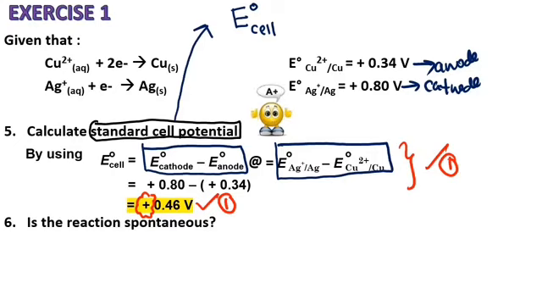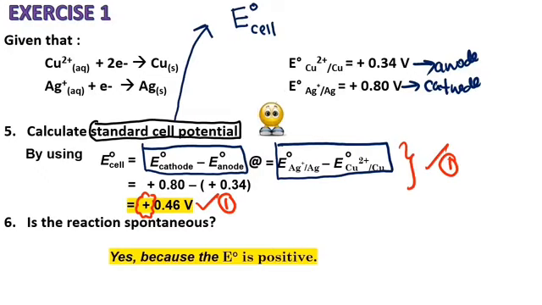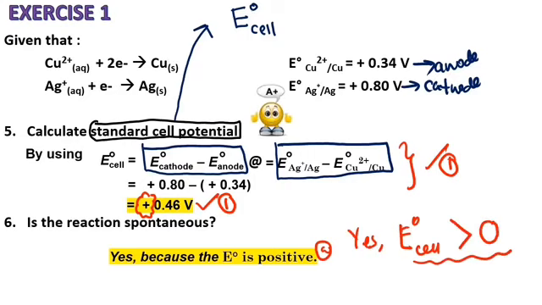And then nombor 6, soalan dia, is the reaction spontaneous? The answer is, short answer je, yes, because the E not is positive. Ataupun pelajar boleh jawab, yes, because E not cell is more than 0. E not cell more than 0 ni refer to the E not positive lah maksud dia. So, nak gunakan E not positive betul. Nak gunakan E not cell more than 0 pun betul. Dulu kita terima lah. Okay, itu 1 markah.